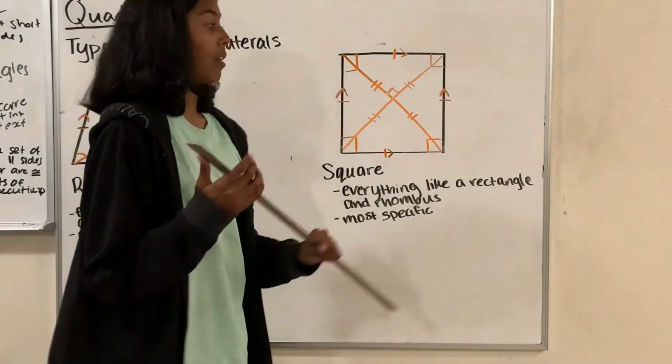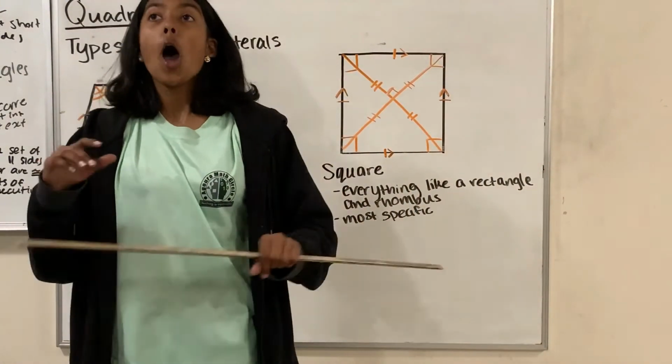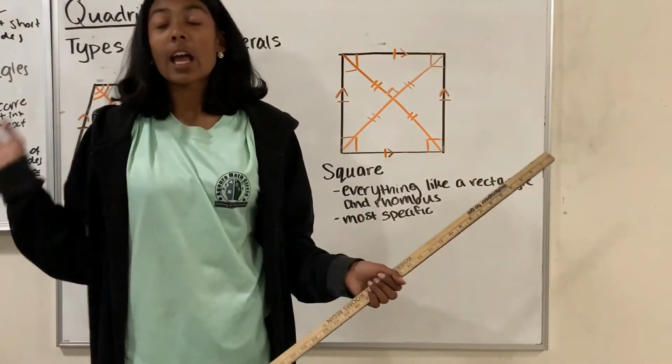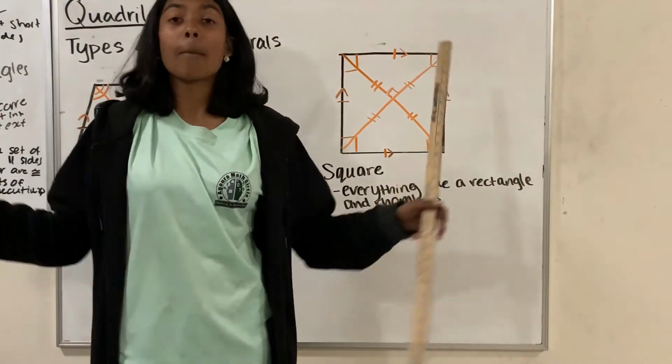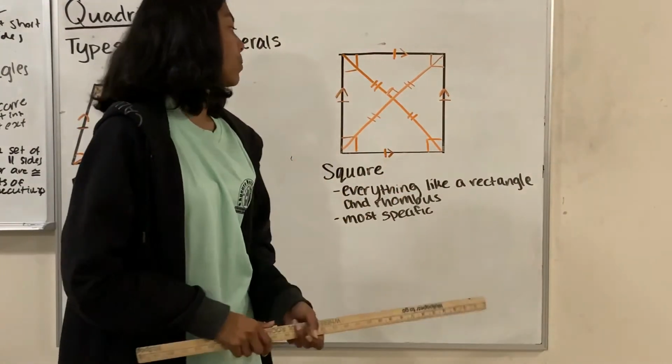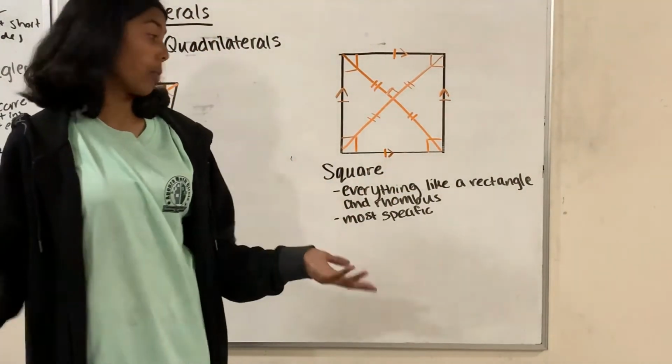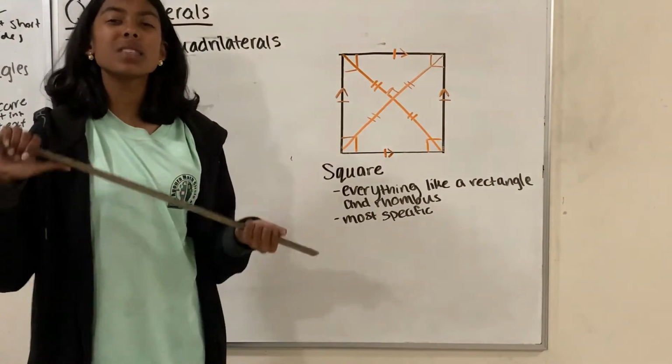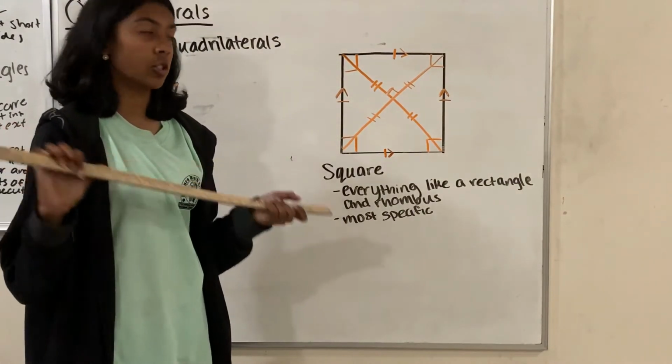And then we have the square, which is basically everything we just went over, except for the trapezoid, combined and mushed into this. So in a square, it's basically everything like a rhombus and a rectangle, and it's the most specific you can get with quadrilaterals.